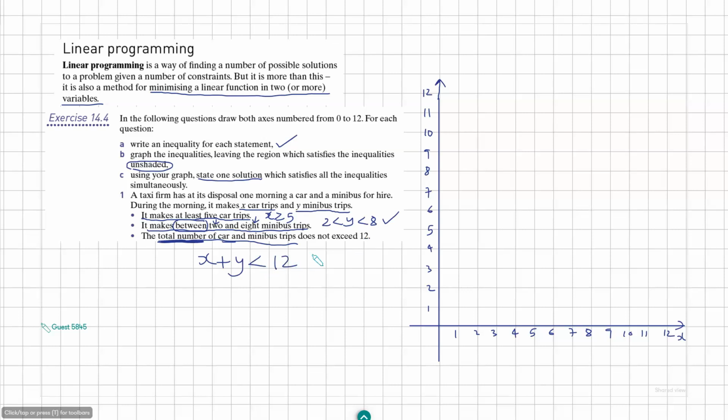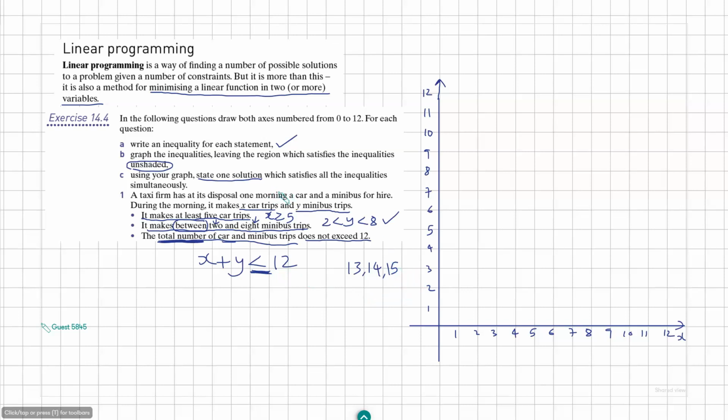Can it be equal to 12? It should not exceed 12. Equal to is fine, because if it's equal to 12, it does not exceed 12. It exceeds 12 only when it is 13 or higher. So you can put less than or equal to.